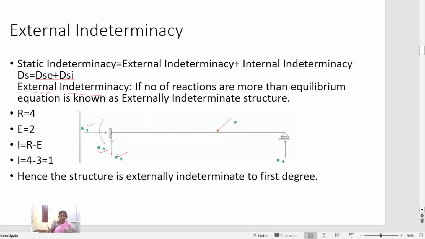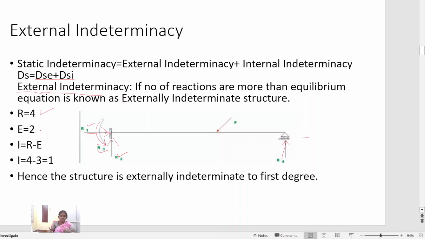In this figure, one vertical reaction is possible here. One horizontal reaction is possible and one moment is possible at the fixed support. And it is a roller, it will move horizontally, so there is no resistance in the horizontal direction and it is having a resistance only in the vertical direction. So totally how many resistances or reactions are created? 1, 2, 3 and 4. 3 reactions, 1 moment, so totally 4 unknowns.